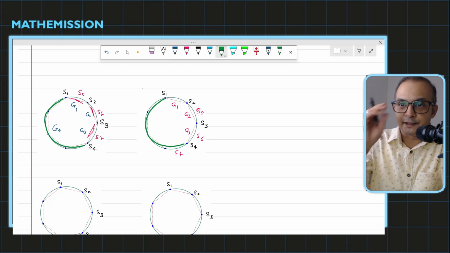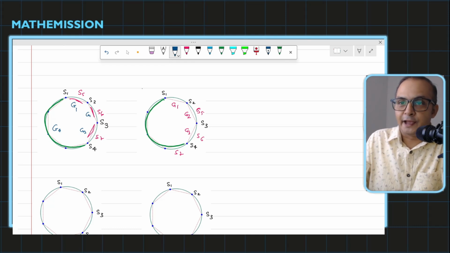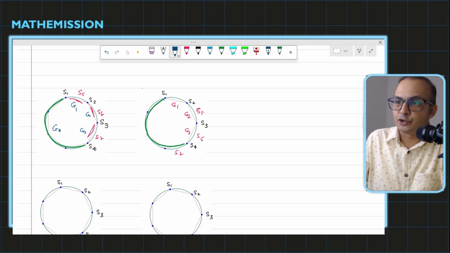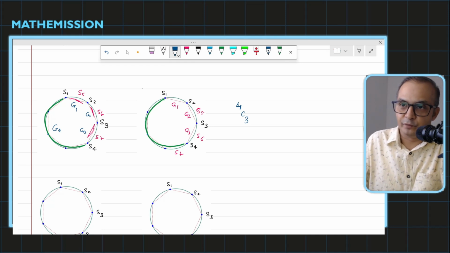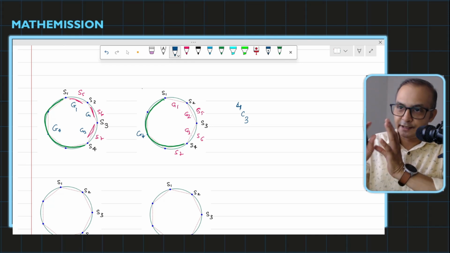But the problem in this is, suppose I have this, how many gaps are left? 4 gaps, and there are 3 members. So I can say that this should be 4C3. But 4C3 is not the correct answer for this situation. Why? Because suppose you select G2, G3 and G4 for the gap. In this case also we have the same choice. Why? Let's think in this way.